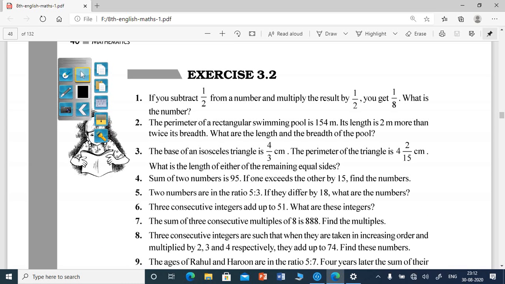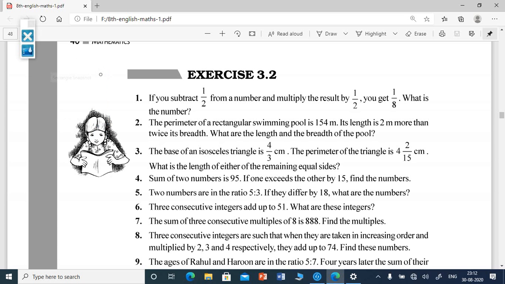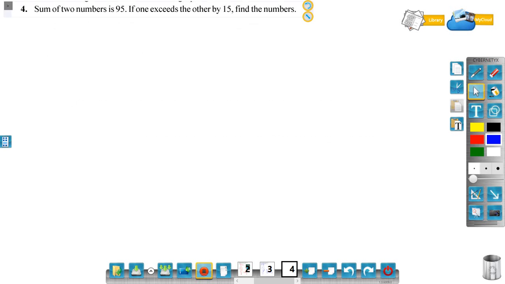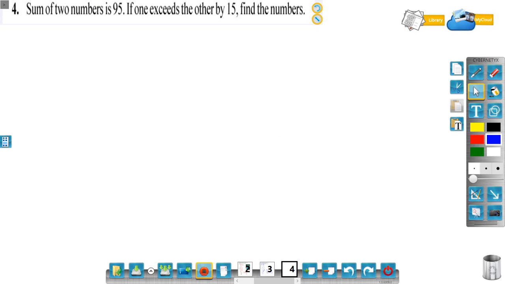Next, see the fourth one. Sum of two numbers is 95. If one exceeds the other by 15, find the numbers. Sum of two numbers is 95. One exceeds the other by 15. Find the numbers. Do we know what the numbers are?